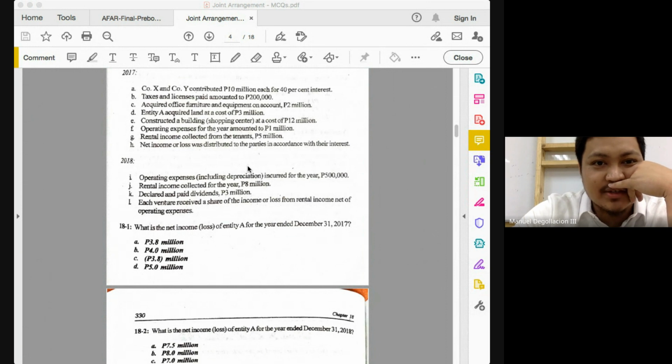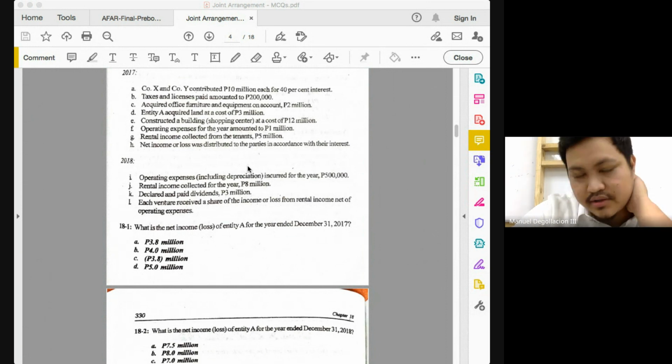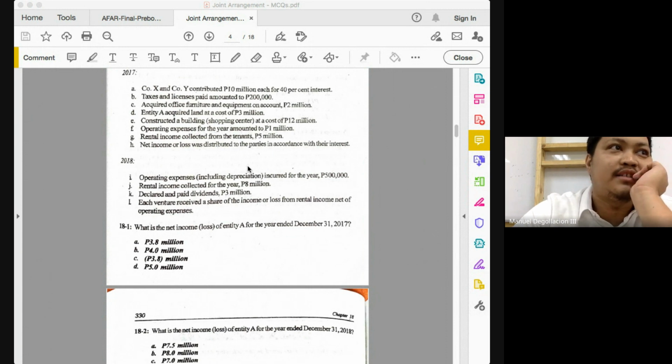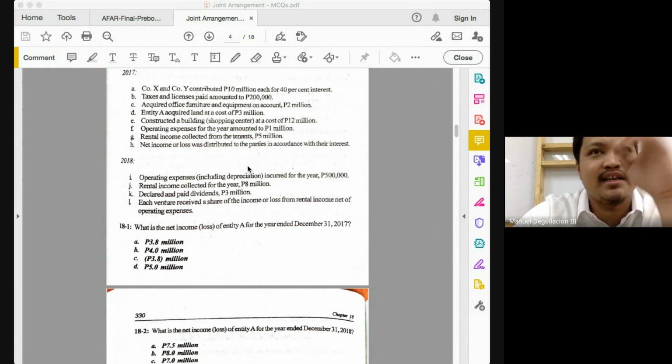Initially, Company X contributed how much? 10 million. What kind of transaction would that be? As far as accounting under the equity method is concerned, that will be classified as an investment transaction. So what will it do to your investment? It will increase. So basically, that would be the initial balance. You will have an initial investment of 10 million.